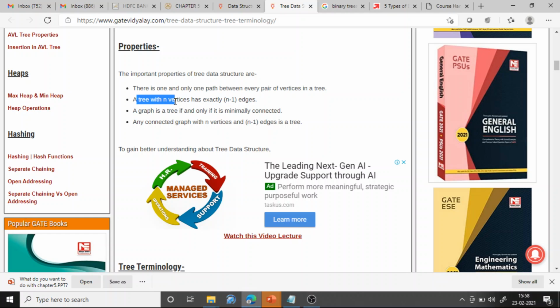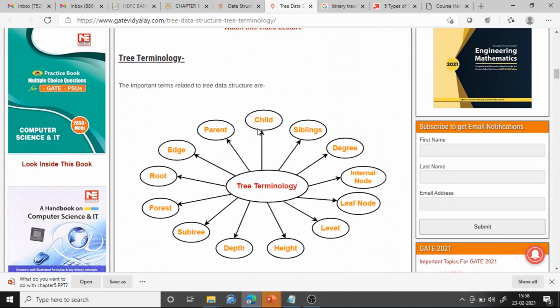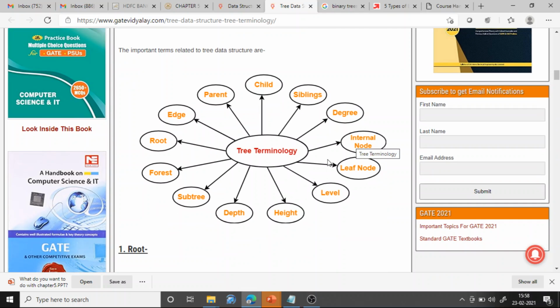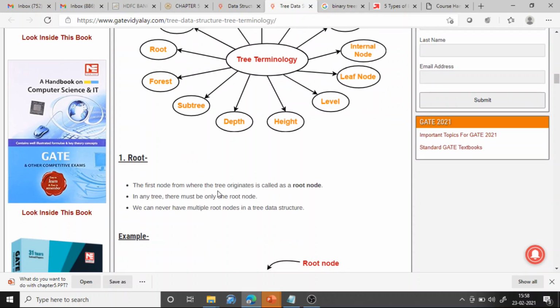A tree will have n vertices and exactly n minus 1 edges. So any connected graph with n vertices and n minus 1 edges is a tree. These are some of the properties of the tree. Now the tree terminologies, these are the various terminologies, some of which we have already discussed. If anything is missed out, we'll see.